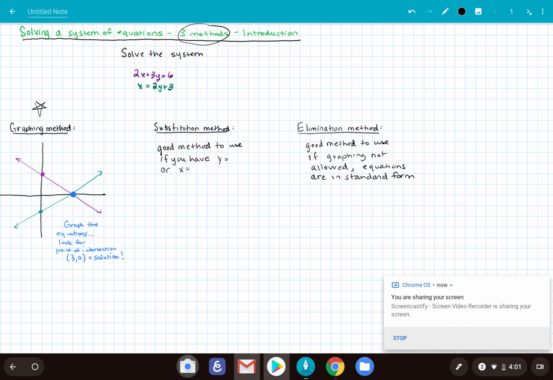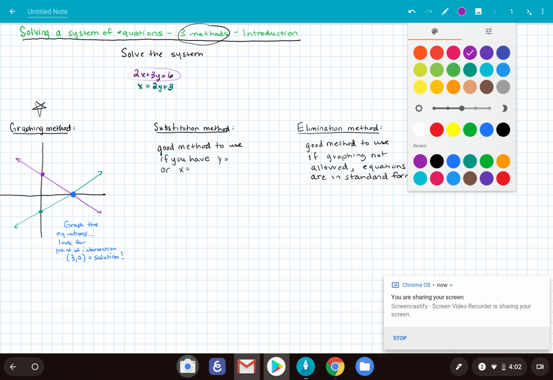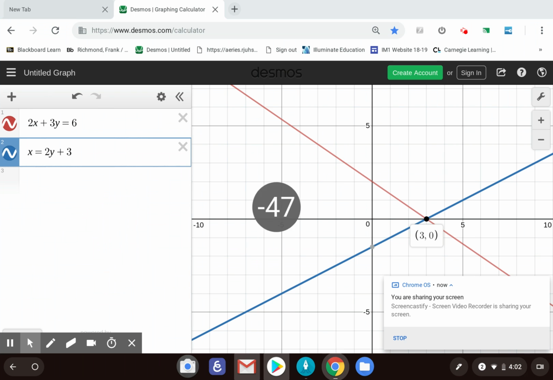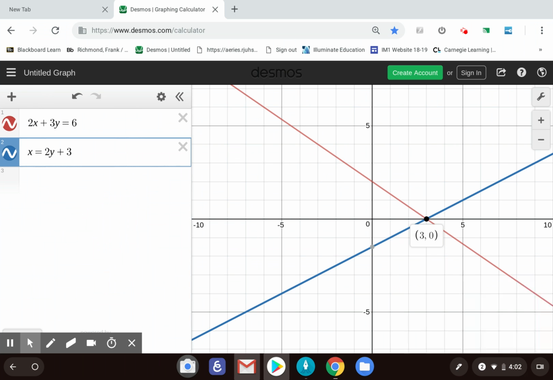So in this particular example, I graphed this first equation, 2x plus 3y equals 6. That's this purple line. And then I graphed the second equation, x plus 2y equals 3. That's the second equation. And I looked for where they crossed each other, and they crossed each other at this point, (3, 0). That's going to be my solution. My x value is 3, my y value is 0. And the easiest way to do that is to just use Desmos, graph both of the equations, and you're just looking for where they cross each other.